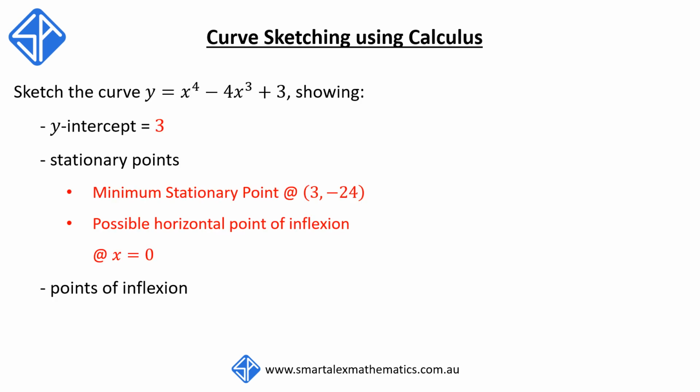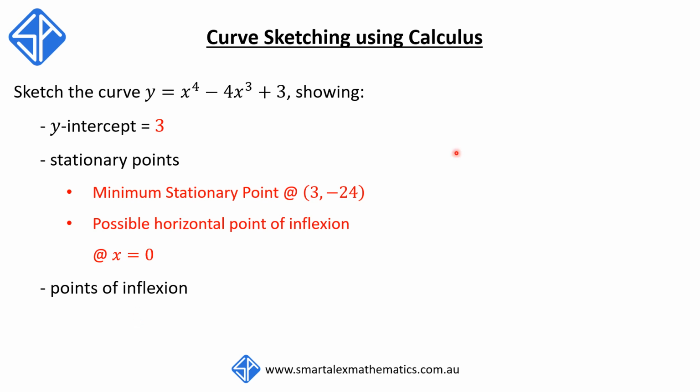So far, we have found the y-intercept at 3, a minimum stationary point at (3, -24), and a possible horizontal point of inflection at x equals 0. Our last step now is to find the other points of inflection.